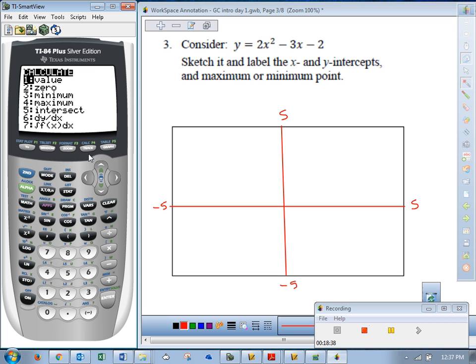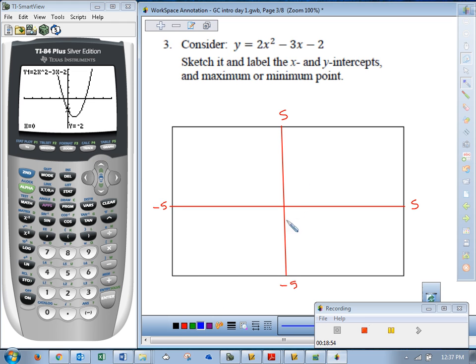Second, calculate. And I want to choose a value, which is option 1. And I want to let x equal 0. Hit enter, and it will tell you where that's at. 0, negative 2. So plot that point. 0, negative 2. Let's put it in a different spot, Mr. P. Get away a little lower. Is that the only y-intercept, or are there more? That's the only one.